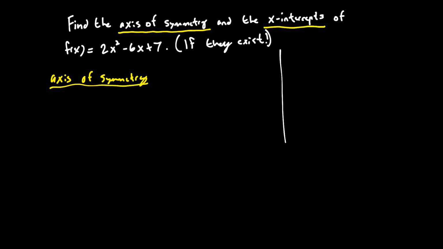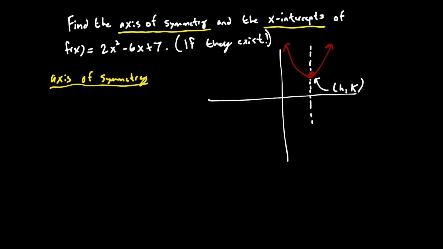Again, let's just go ahead and recall what the axis of symmetry is. We know that our parabola is somewhere up here, since it has no x-intercepts. And the axis of symmetry is going to be the vertical line that goes through the vertex, h, k. This means that the equation of our axis of symmetry is going to be x is equal to h.